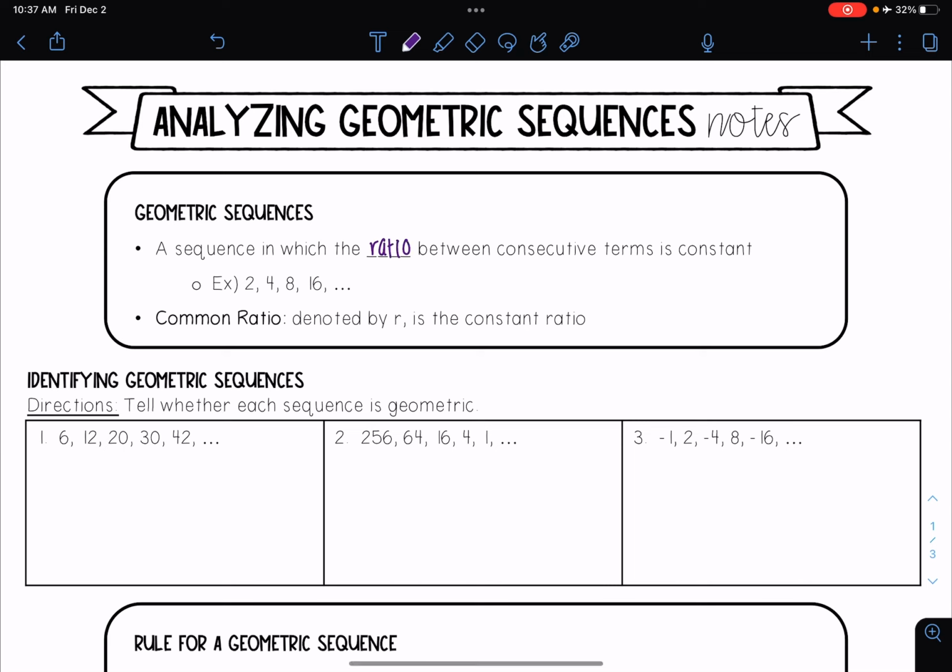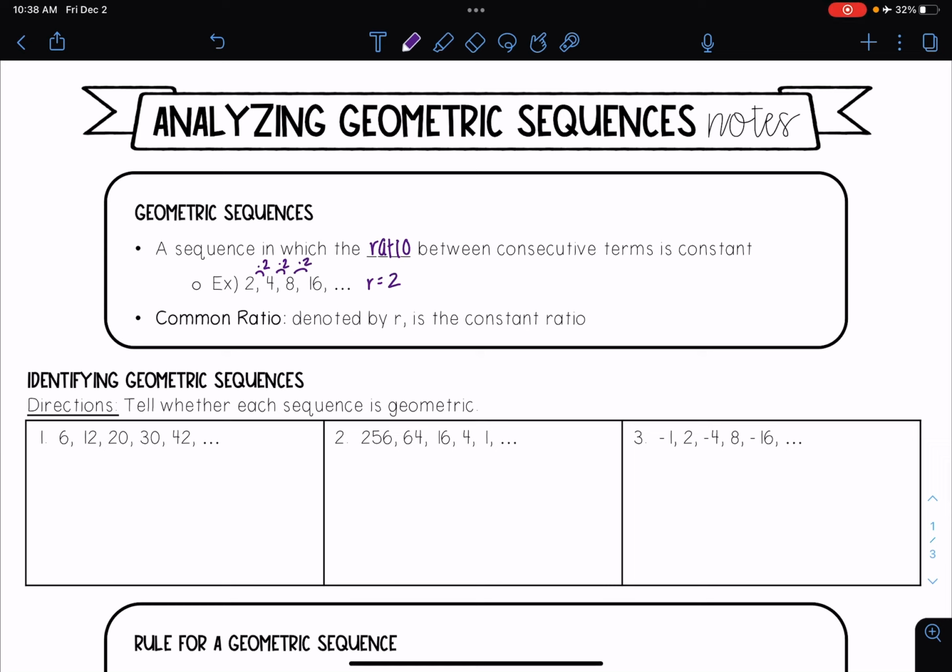So for example, we have 2, 4, 8, 16. Here I see to get to the next term, I'm multiplying by 2. And so that was what makes this a geometric sequence, that there is a constant ratio between terms. And the common ratio, which is denoted by r, is this constant ratio. So in this example, r would equal 2.